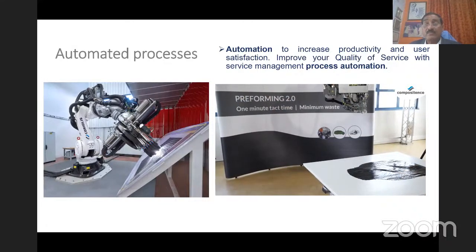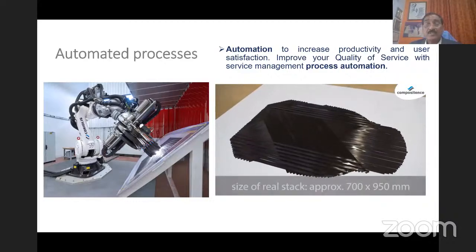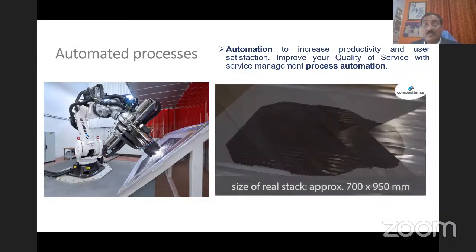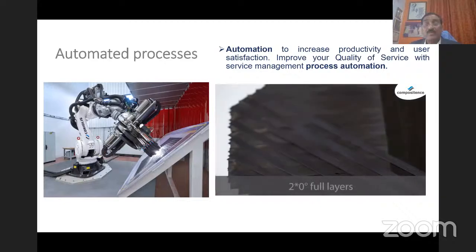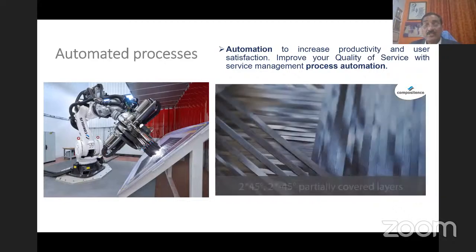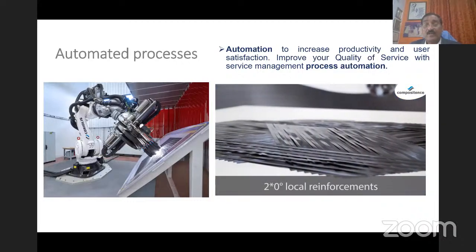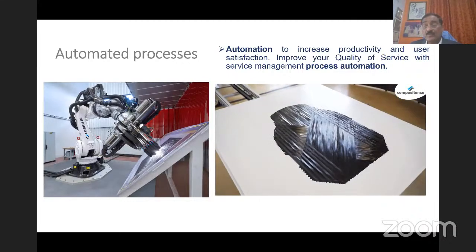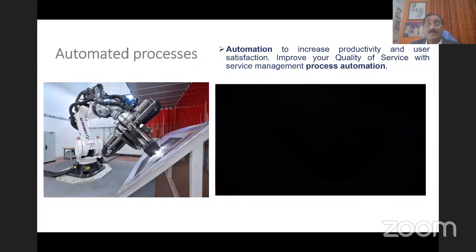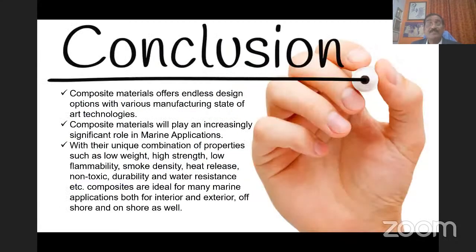Manual laying up is very challenging, especially for this steel rack of around 700 to 950 mm. Within 1 minute, it has been done. 2 full layers of 0 degree were done, 2 of 45 degree, 2 of minus 45, and 2 local reinforcement layers of 0 degree were done into that. This is the automation that has come in composite applications.